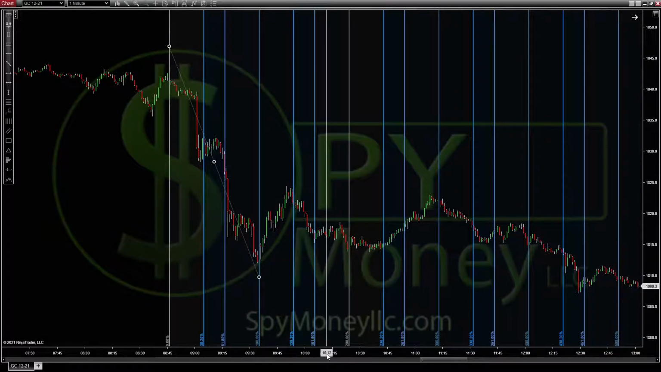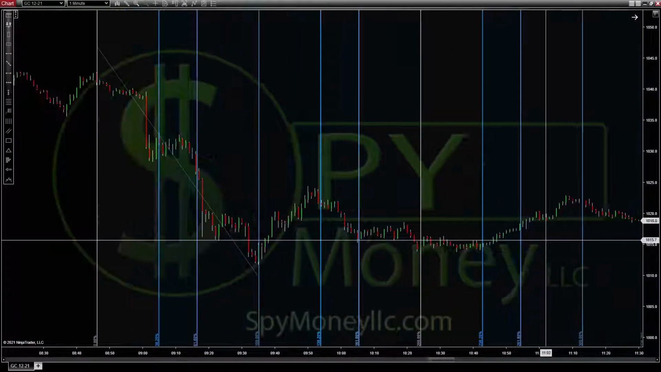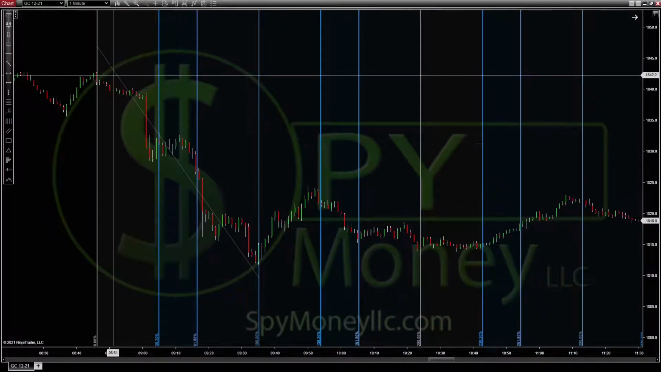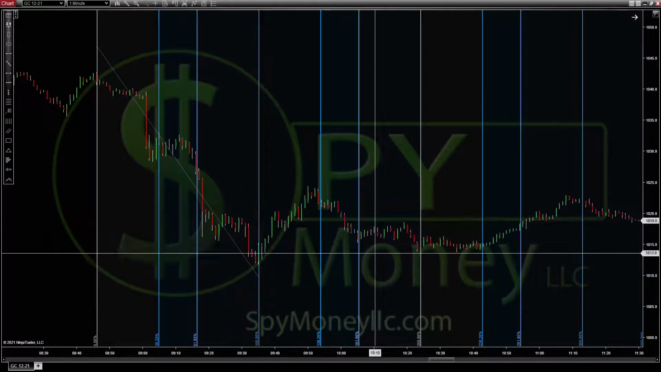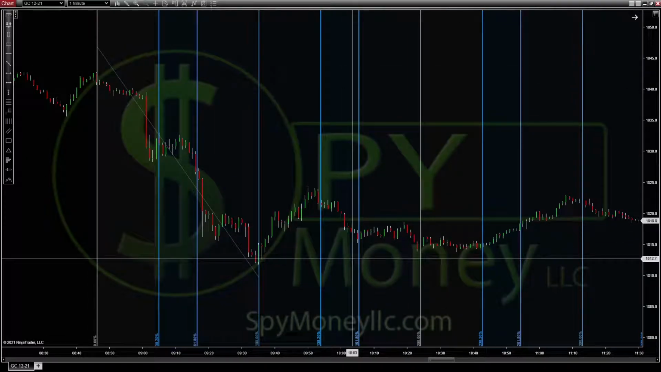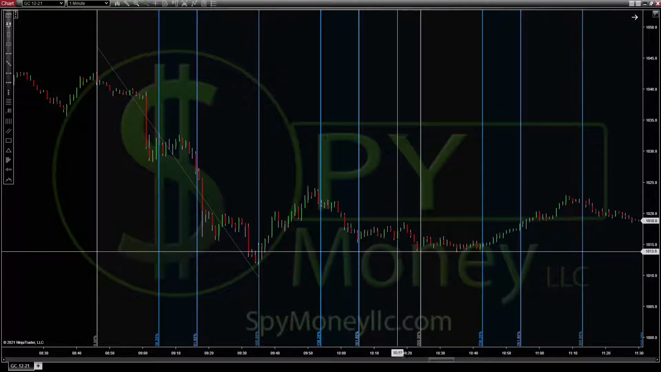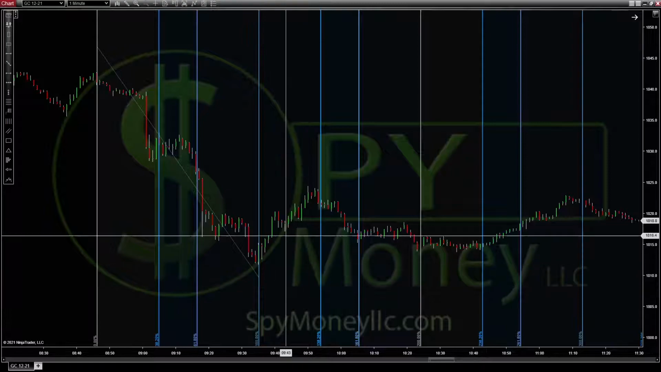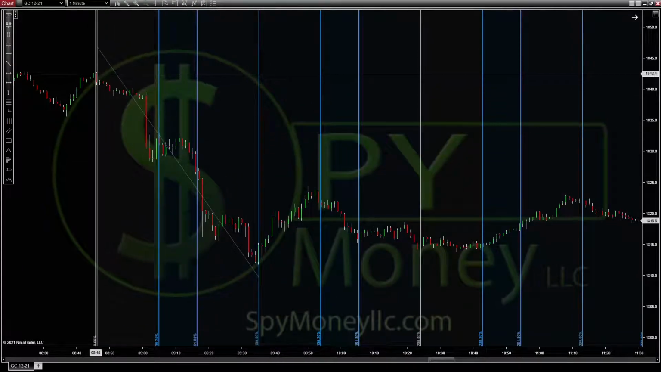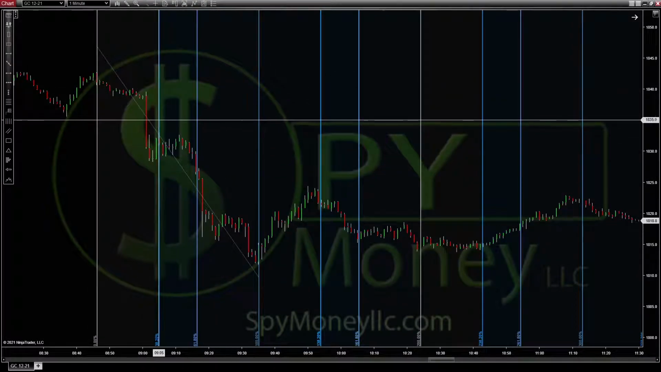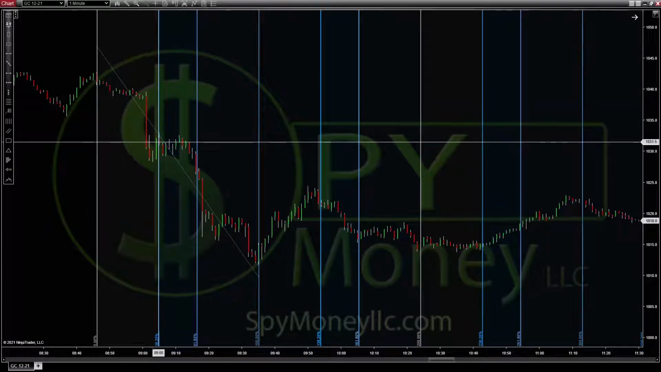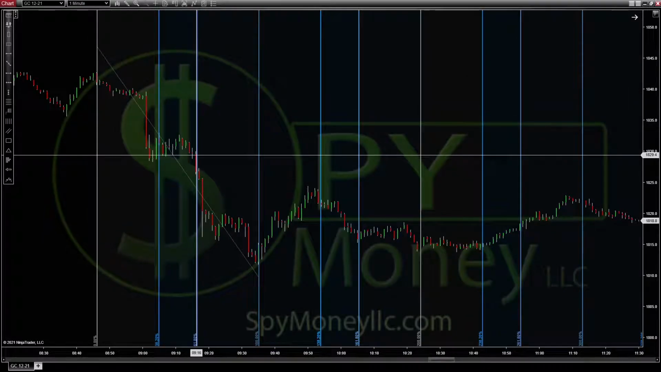So how does this work? I would never trade off of Fibonacci time extensions on its own. That's just not the way I trade. I do things totally different than a lot of people do. We have courses on it to teach how to trade, but from here to here is going to be one movement. And then from here to here is going to be another one.